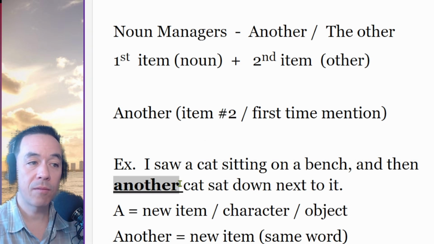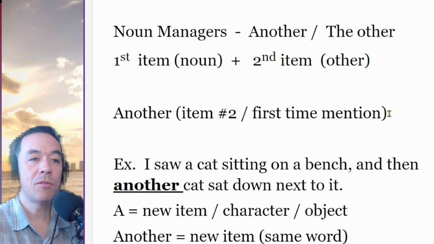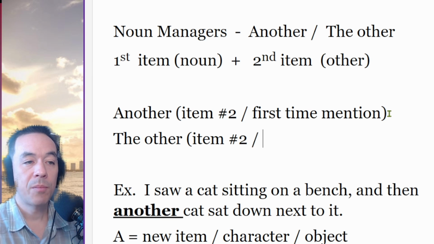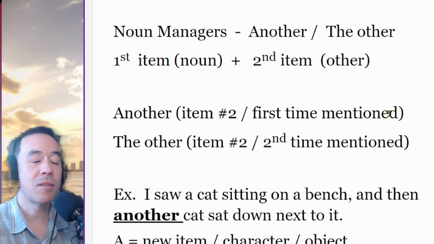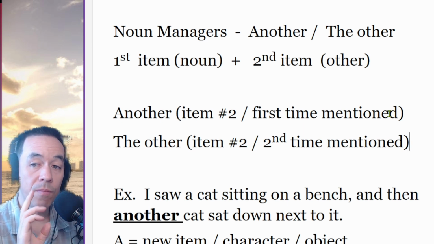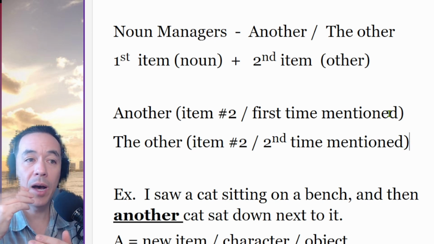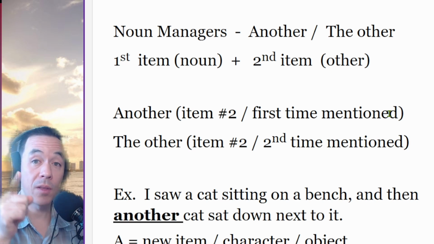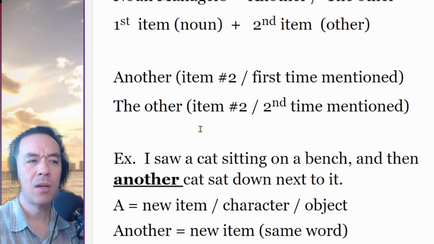Then another cat, that means, again, first time mentioned, first time I'm telling you. But we go to the other, same thing, item number two, but it's going to be the second time mentioned. Okay, so this is where I think it is pretty crazy. Two items, two characters, two separate things, and the other is the second time, or first time, I'm mentioning it or talking about it to you, the listener.